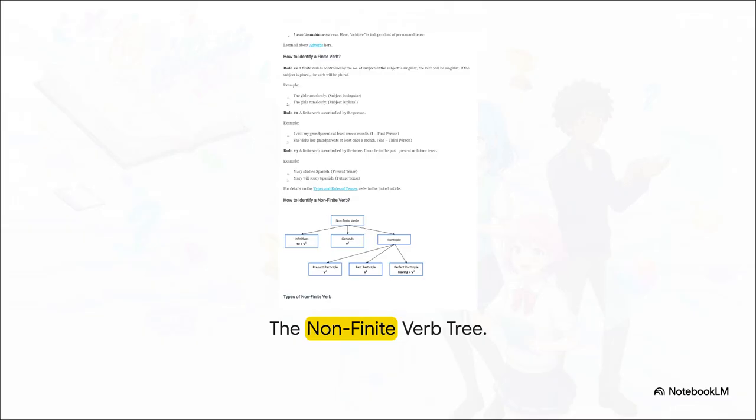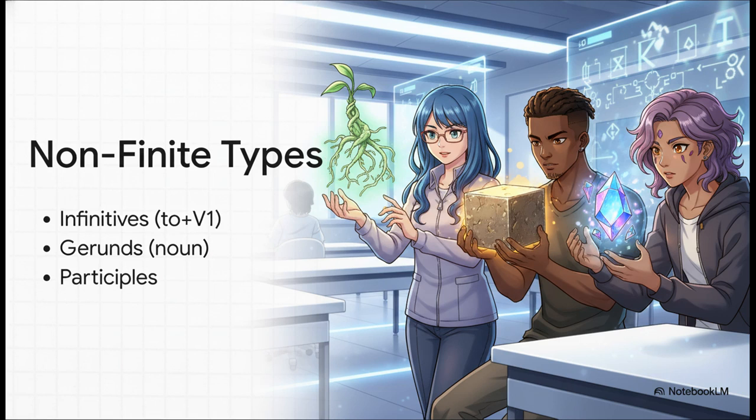Let's anchor ourselves in the non-finite branch of our blueprint. Notice how the specific branch splits into 3 distinct types. Guys, these are 3 classic traps you are going to see again and again and again on your exams. Let's unpack these 3 quickly.